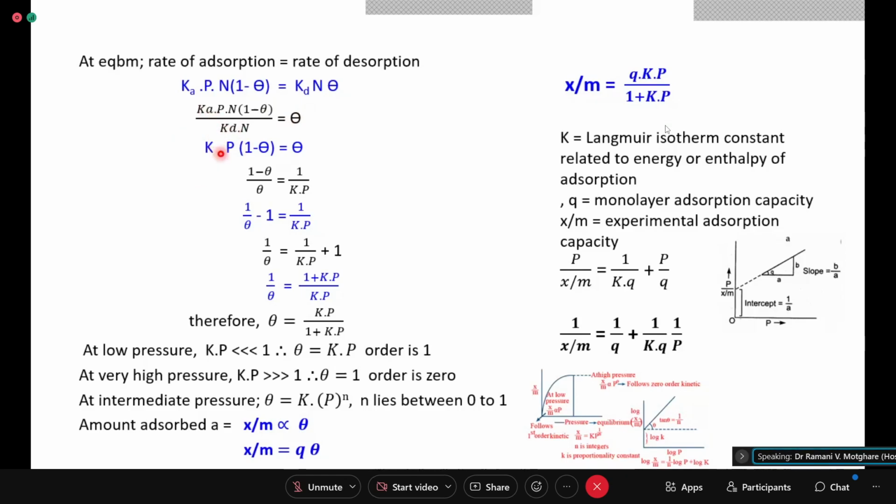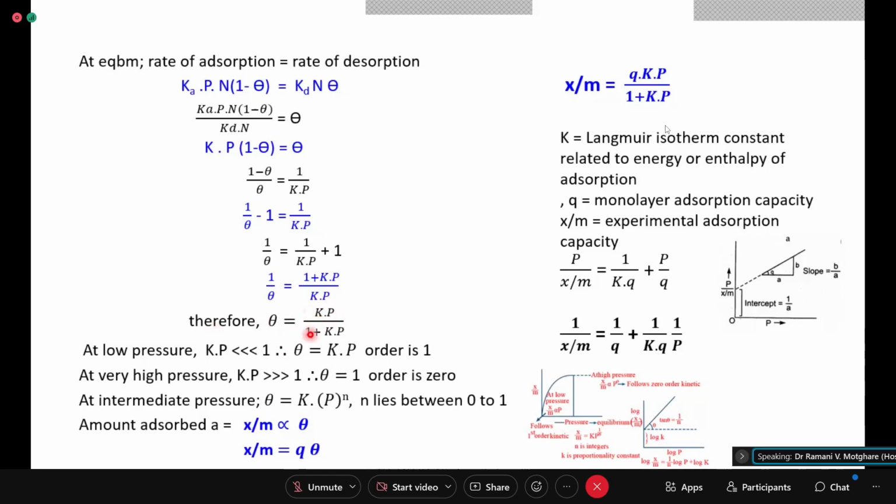Kp (1 minus theta) is equal to theta. So (1 minus theta) by theta is equal to 1 by Kp. So 1 by theta minus 1 is equal to 1 by Kp. So 1 by theta is 1 by Kp plus 1. So 1 by theta is equal to (1 plus Kp) upon Kp. Therefore, theta comes out to be Kp by (1 plus Kp).